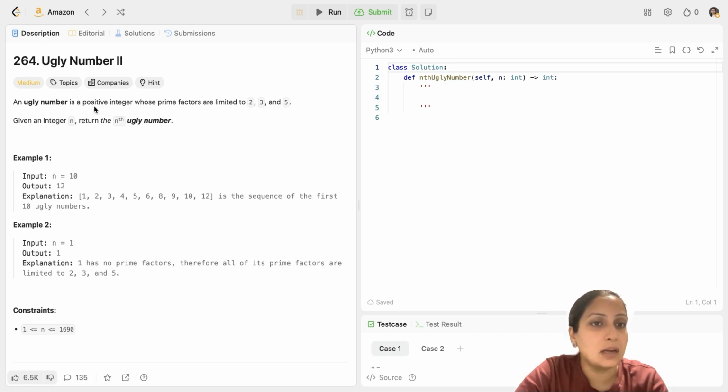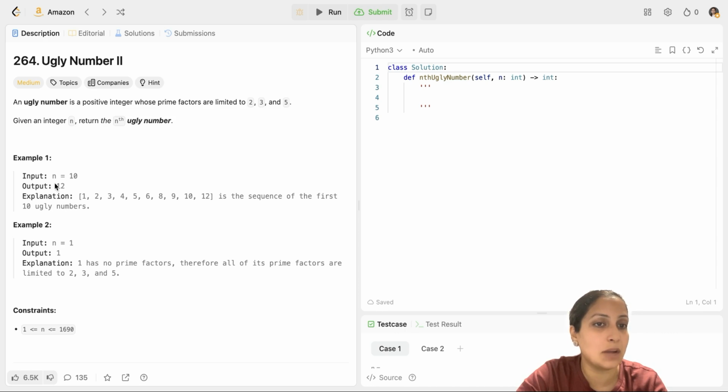So what is an ugly number? An ugly number is a positive integer whose prime factors are limited to 2, 3 and 5 only. You are given an integer n and you have to return the nth ugly number. You have to basically list out all the ugly numbers till the index n and then return the nth ugly number. Let me explain it with an example and the intuition behind this question, and then I'll go through all the approaches you can take to solve this question.